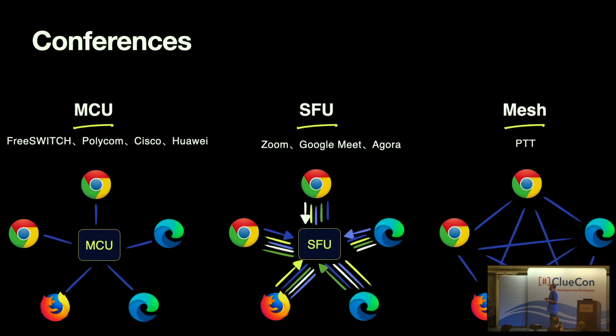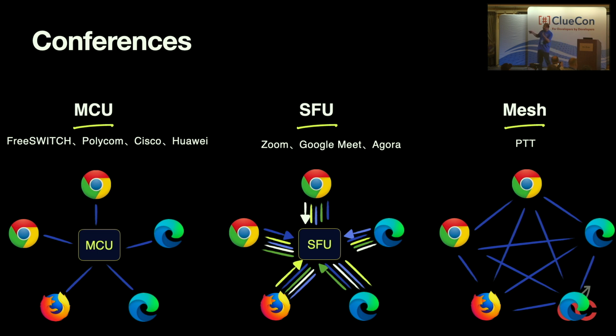Let's start with conferences. Everyone knows that we have different conference models, like MCU. Traditional conference systems like FreeSWITCH, Polycom, Cisco and Huawei have an MCU structure, where they only send and receive one audio and video stream. So the client is really easy to build, because it only has to handle one stream. But the MCU needs some power to decode and encode the streams.